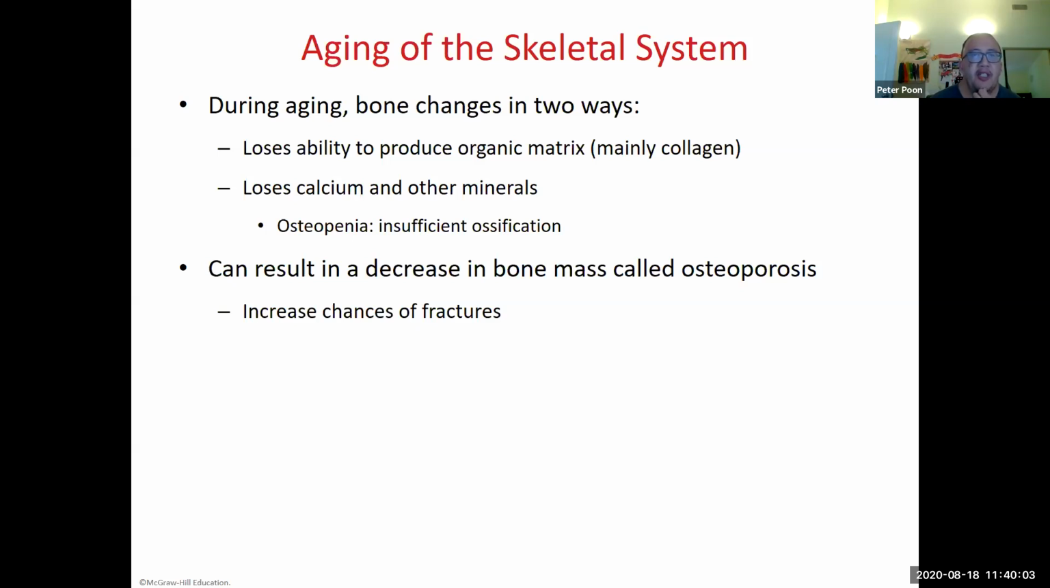During aging, bone changes in 2 ways. Loses the ability to produce organic matrix, which makes the bone stiffer and more easy to break. Loses calcium and other minerals. You suffer from osteopenia, which is insufficient ossification. It results in bone mass decrease, and that can lead to osteoporosis. Osteoporosis can lead to increasing fractures.